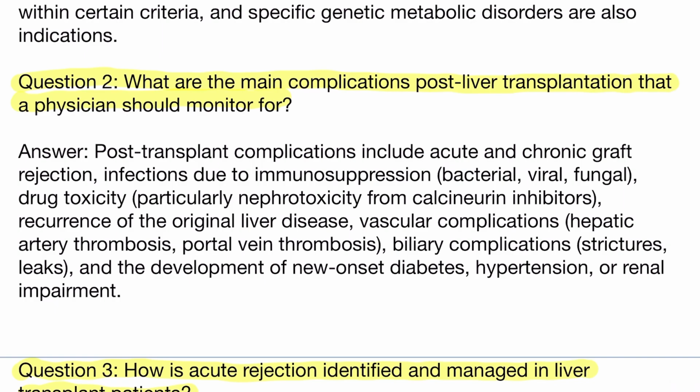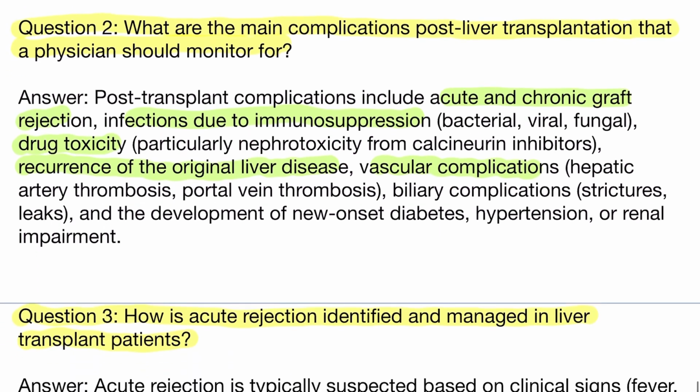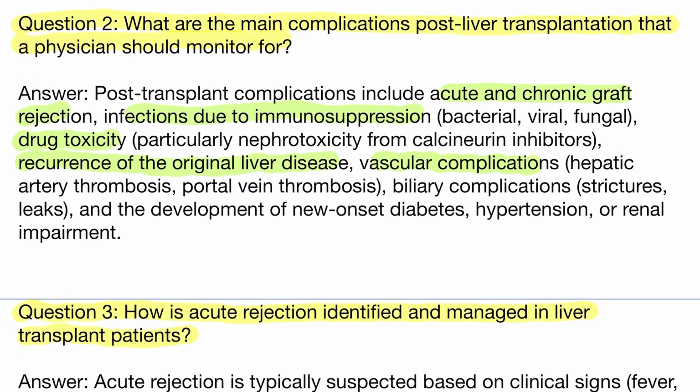What are the main complications of post-liver transplant that a physician should monitor for? So post-transplant complications include acute and chronic graft rejections, and then there can be infections due to immunosuppression, bacterial, viral, or fungal, and drug toxicity, particularly nephrotoxicity from calcineurin inhibitors. There can be recurrence of the original liver disease, vascular complications, which include hepatic artery thrombosis or portal vein thrombosis. We can have biliary complications like strictures, leaks, or then the development of other diseases because of the immunosuppression like new onset diabetes, hypertension, or renal impairment.